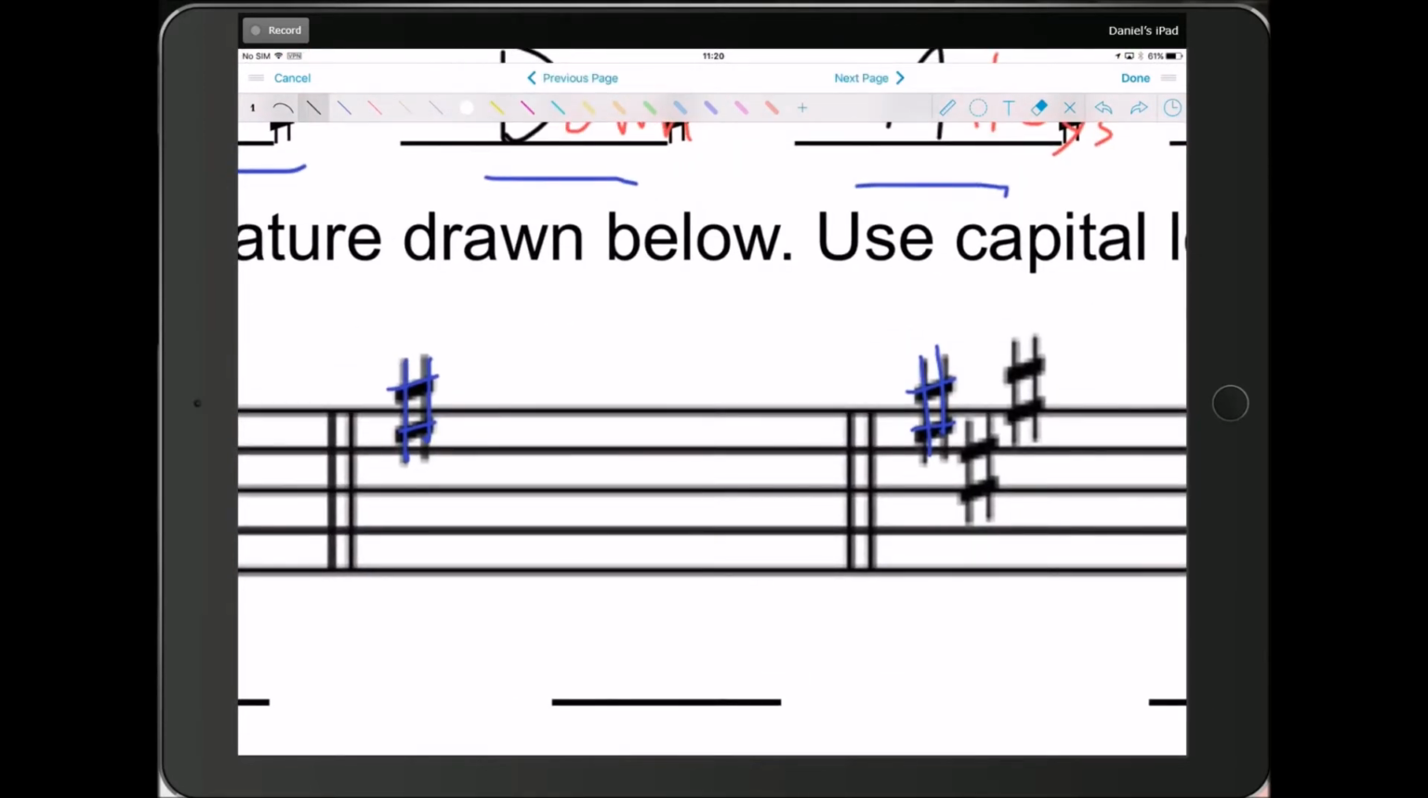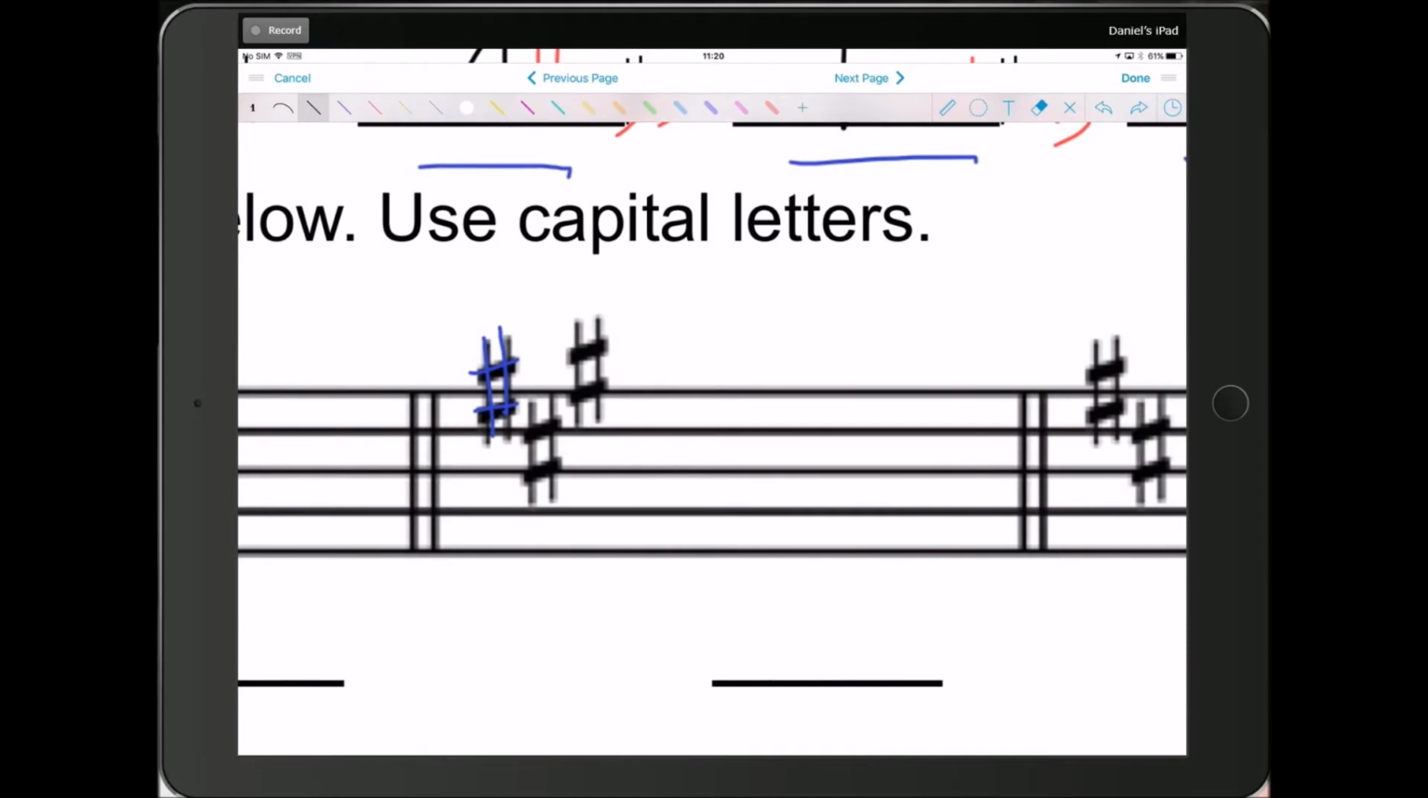Now, here, we only have 1 sharp. What's the first sharp in the order of sharps? It's F sharp. What is the next letter name higher from F sharp? F sharp, go up a half step, and we should land on G, right? Alright, let's go on to the next one.